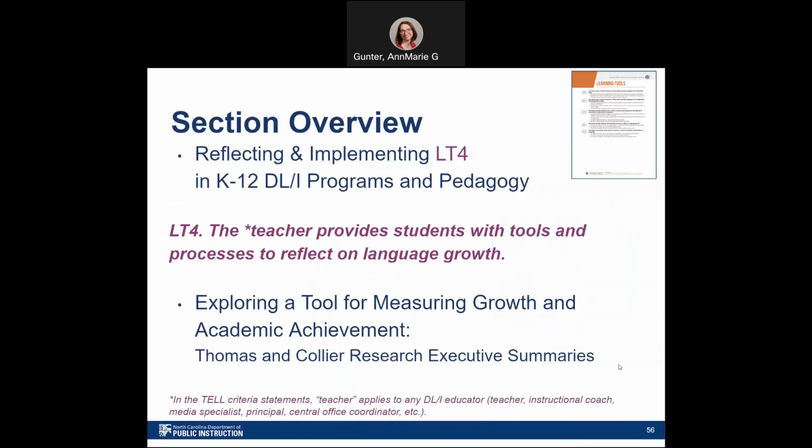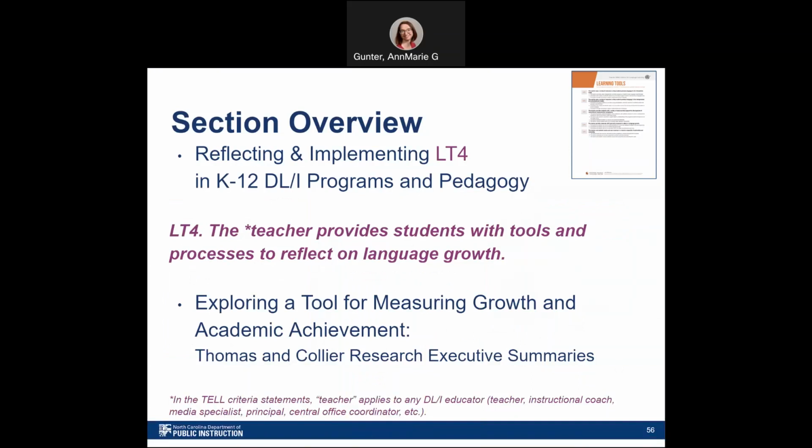Just as an overview, once again, we'll be reflecting and implementing the TEL Learning Tools domain. We're going to be focusing on LT4 and its subcriteria. LT4 is the teacher provides students with tools and processes to reflect on language growth.